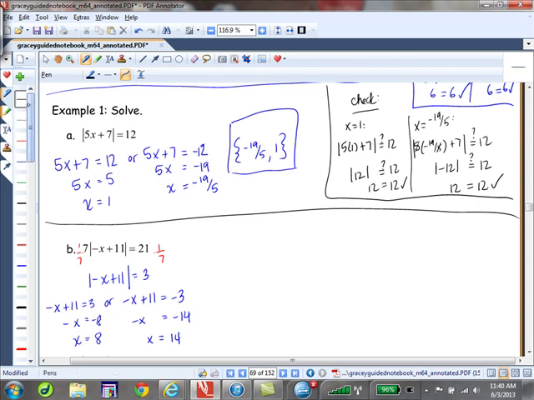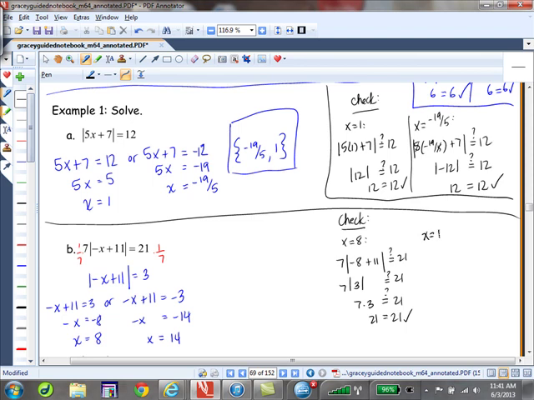So now, come over here and we do our check. For x equal to 8, we have 7 times the absolute value of negative 8 plus 11. Is that equal to 21? 7 times the absolute value of 3. Is that equal to 21? 7 times 3. Is that equal to 21? 21 equals 21. It checks out.